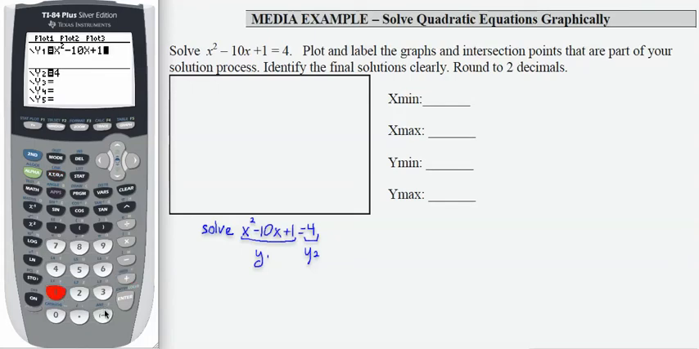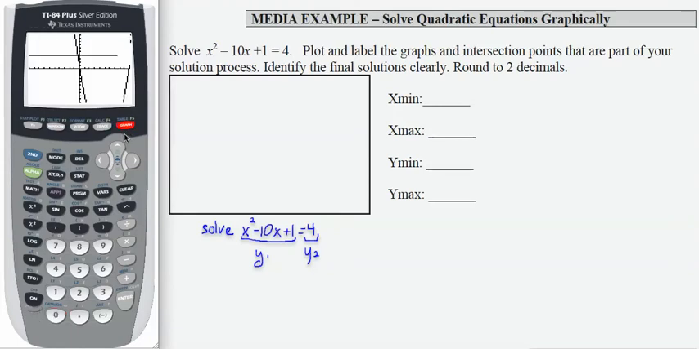I need to be concerned with my window here, so let's take a look at what I have now with my graph. I'm only showing one of my intersections here. Let's take a look at the window. The window is -4 to 4. What if I change that to a standard window of -10 to 10? Let's see what that looks like. All I'm changing right now is x-min and x-max, and my y-min and y-max are -10 to 10.